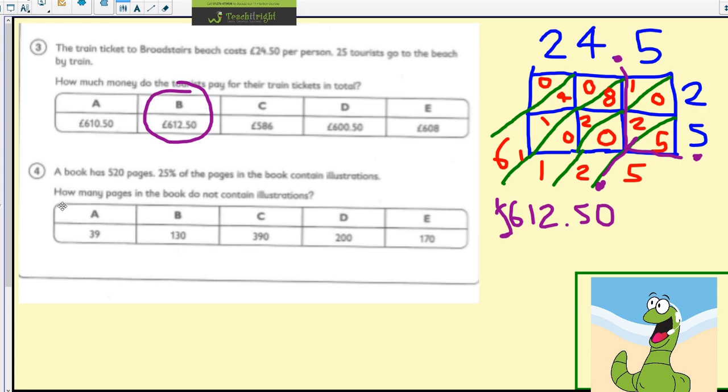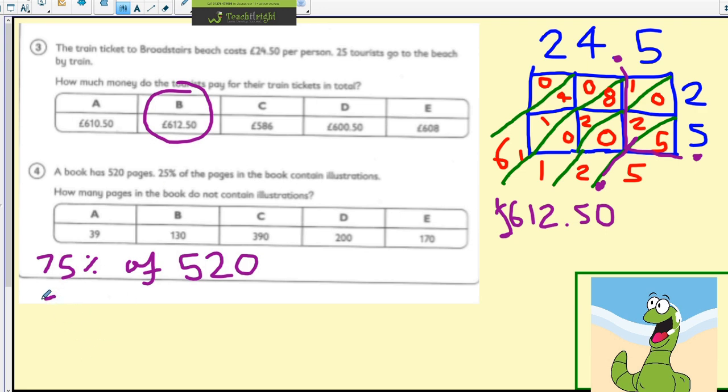Number 4, a book has 520 pages. 25% of the pages in the book contain illustrations, drawing. How many do not? Okay, well, there's a couple ways of doing that. So it's 75% do not. So I want to know 75% of 520. Couple ways of doing it. I could work out 25% and take that away from 100%, so I could work out what a quarter is and take away from all of it.